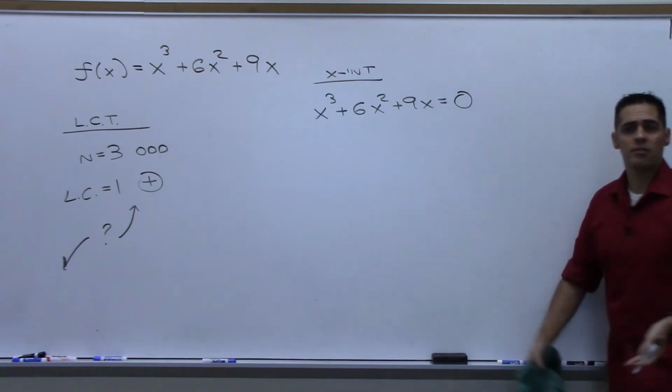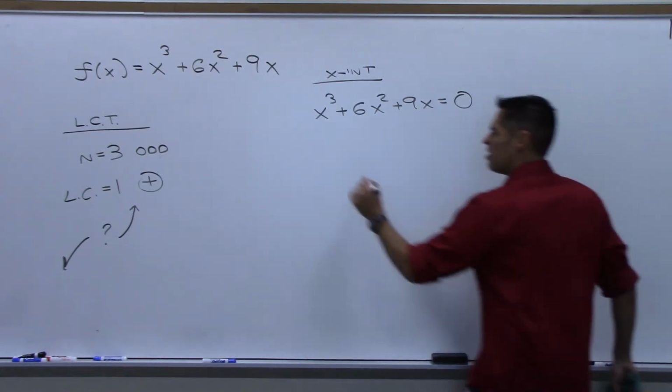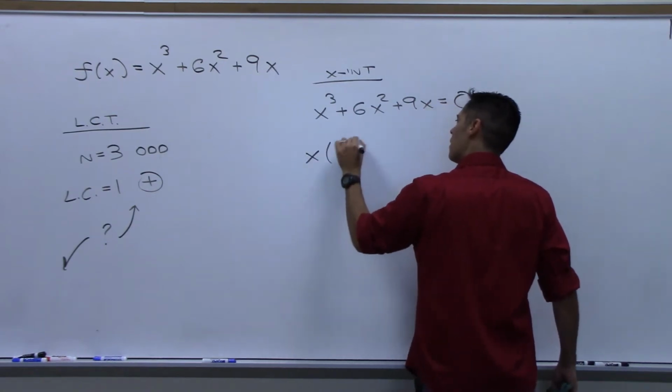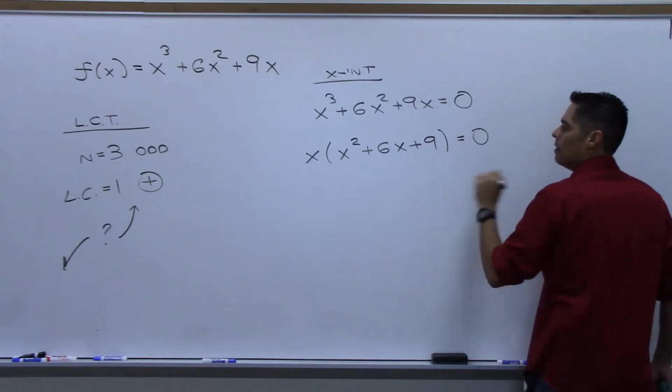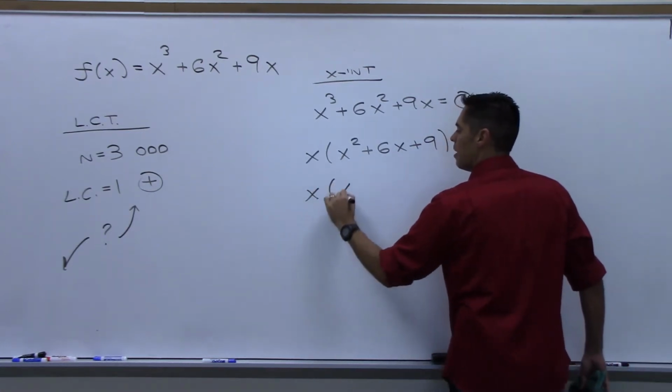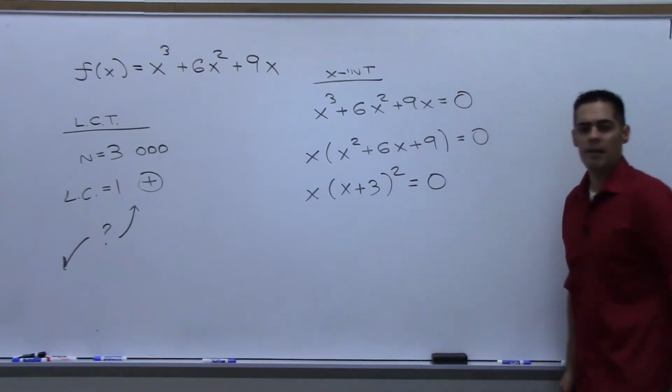And I go through the factoring again. So I factor out an x here. Does this look familiar? It's the same thing, just one little difference, right? Let's see, this is x plus 3 squared equals 0, right?